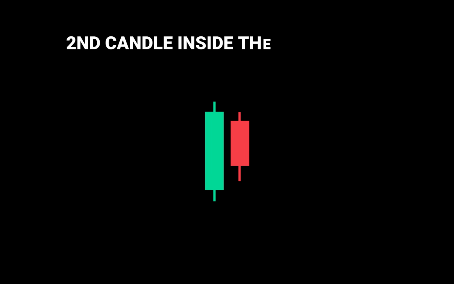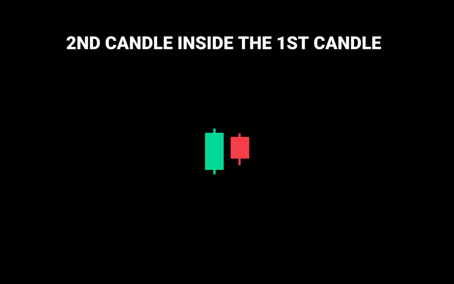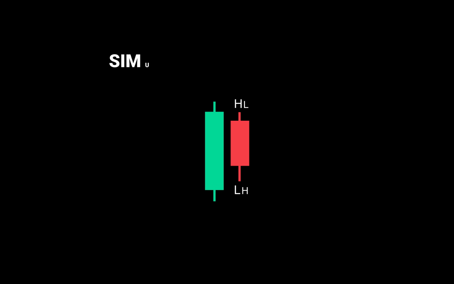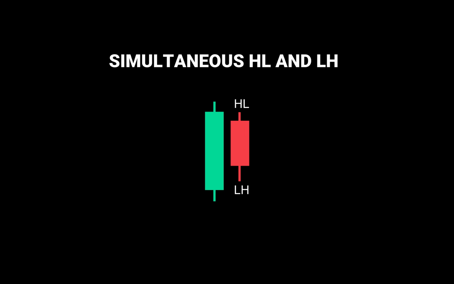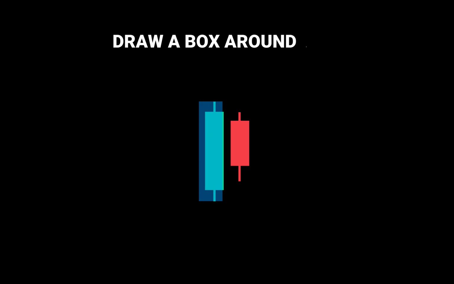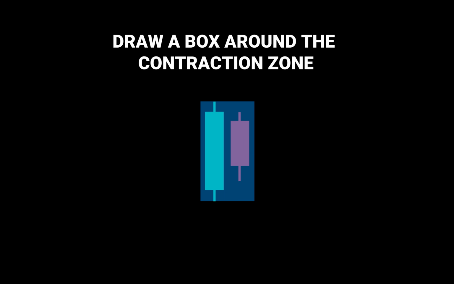This is also known as inside bars. I'm sure you've heard of it before. Basically, how you calculate it is you take 2 candles and you want to see the second candle inside the first candle, simply showing a lower high and a higher low. So whenever you're getting 2 candles on the chart and you get the simultaneous lower high and higher low occurring on the second candle, that lets you know this is a 2-bar contraction master pattern. And then you simply draw a box around the contraction zone and draw a line out the center of the box, which becomes the expansion line.